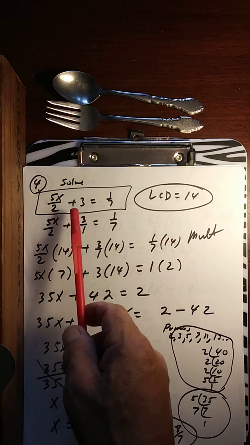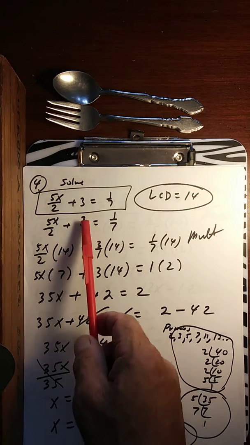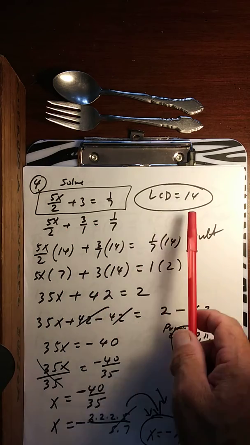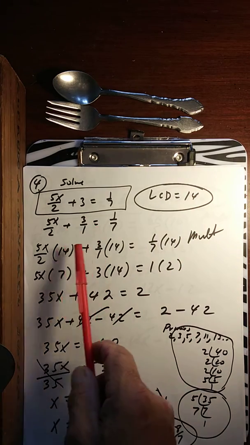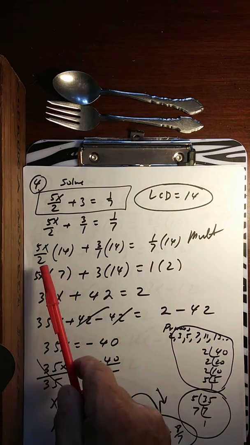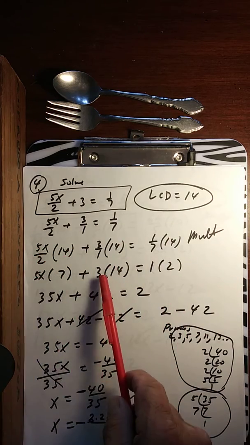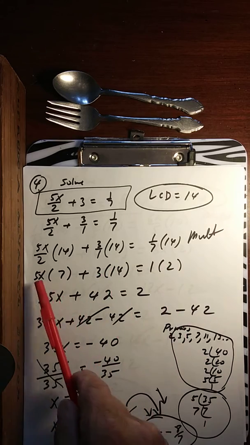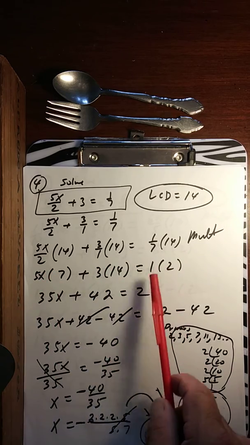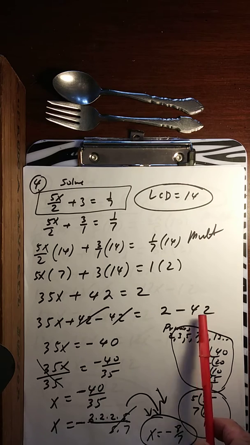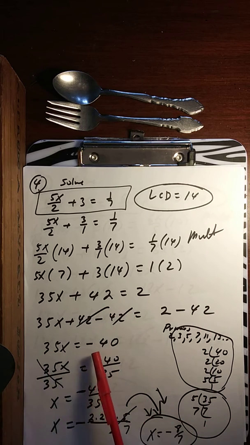All right. 5x over 2, plus 3, equals that. Rewrite it, 3 over 1, like that. Multiply by the LCD, which is 14. 14, 14, 14, all the way across. Divide 2 into 14, 1 into 14, 7 into 14. We have 5x and 7, 3 and 14, 1 and 2. That's going to be 35x plus 42 equals 2. Minus 42, minus 42, these are gone. 35x equals negative 40. Divide by 35, divide by 35.